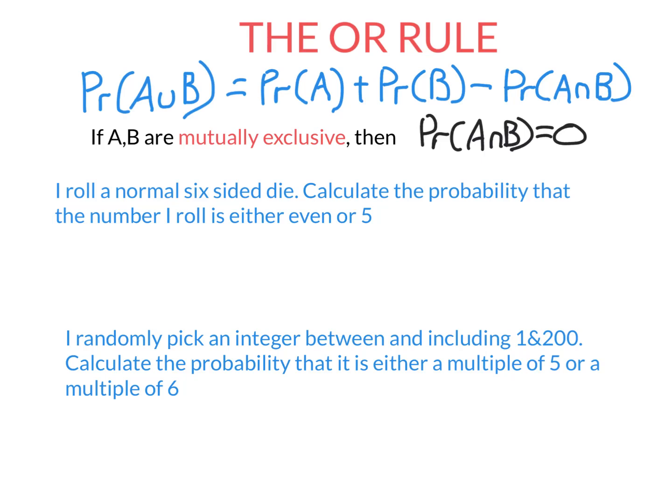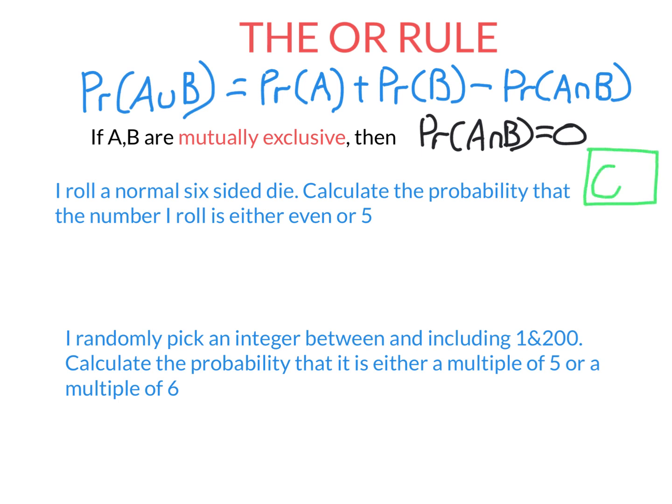Thank you so much for tuning into this video in which we will look at the OR rule of probability. The reason it's called the OR rule is we're finding the probability of A union B. Remember, we read this as probability of A or B. To find the probability of A or B, you add the two probabilities together and you subtract the probability of both. We can illustrate why this works using a Venn diagram.